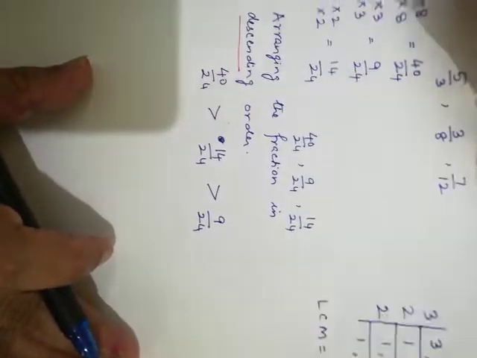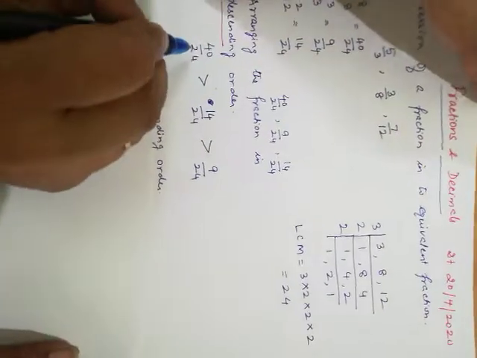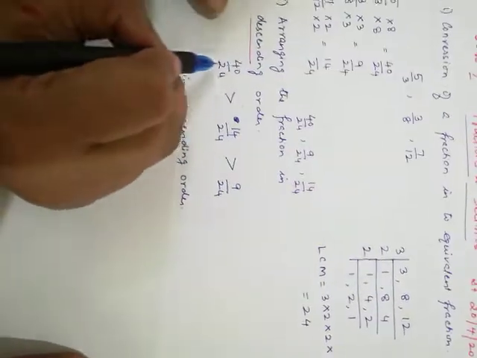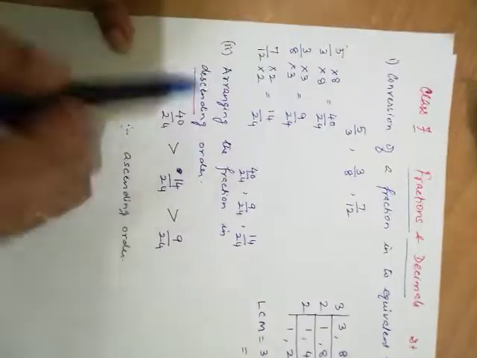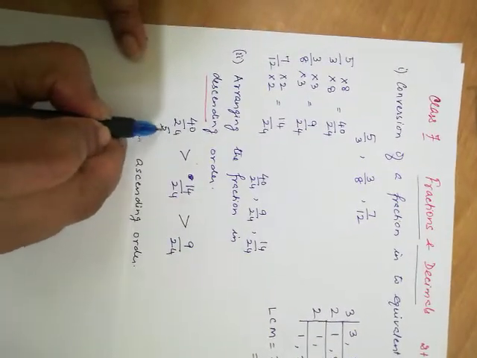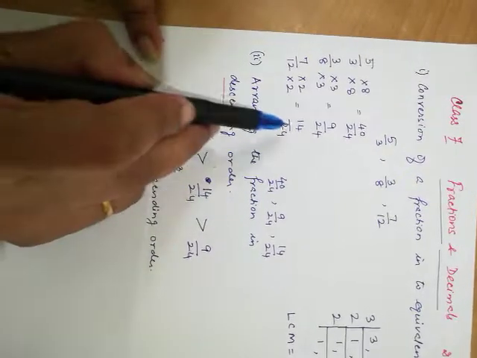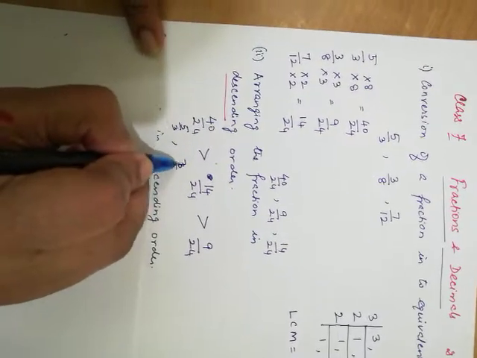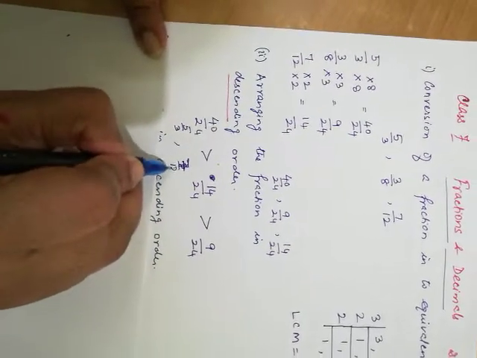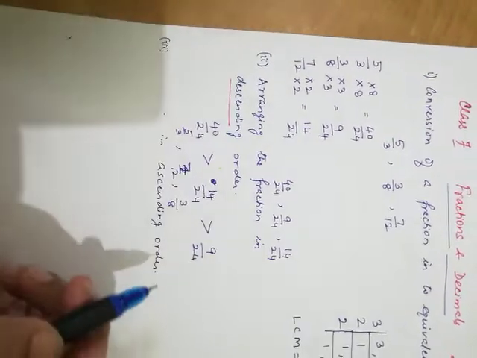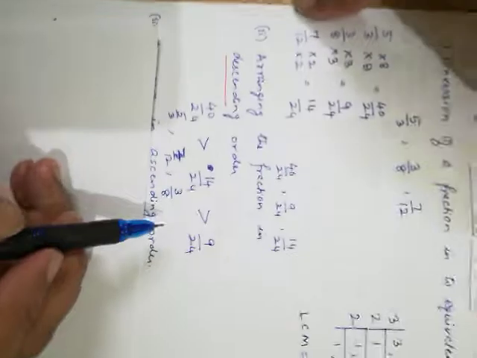So write it in descending order. We will write 40 by 24, 14 by 24, 9 by 24. But 40 by 24 is nothing but 5 by 3. So 5 by 3, then 14 by 24 is 7 by 12. So 7 by 12 and then we will write 3 by 8. So this is in the descending order.